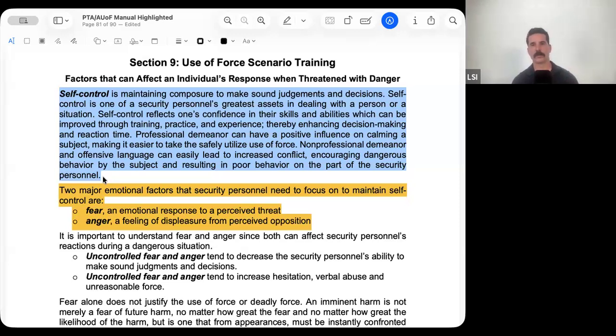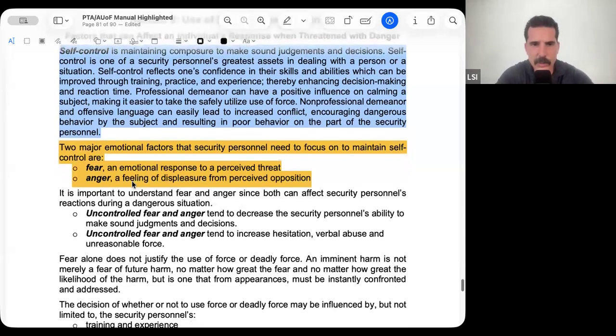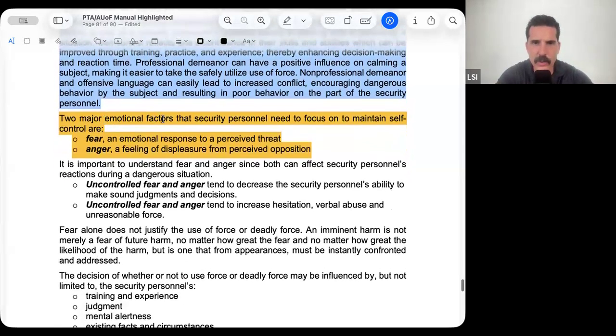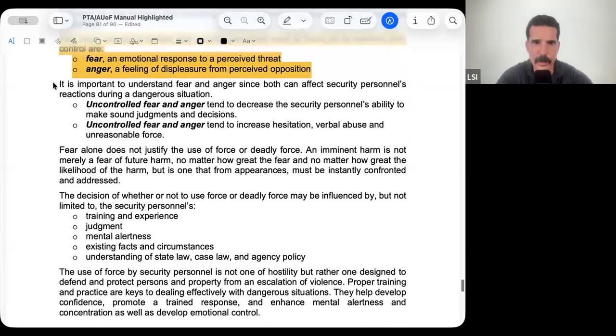Non-professional demeanor and offensive language can easily lead to increased conflict, encouraging dangerous behavior by the subject and resulting in poor behavior on the part of the security personnel. All right, now the next section we're going to highlight where it says two major emotional factors that security personnel need to focus on to maintain self-control are fear, an emotional response to a perceived threat, and anger, a feeling of displeasure from perceived opposition. You're going to highlight those two.